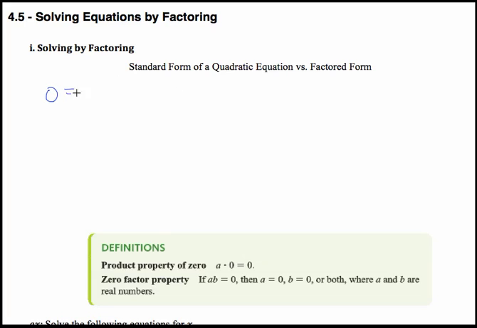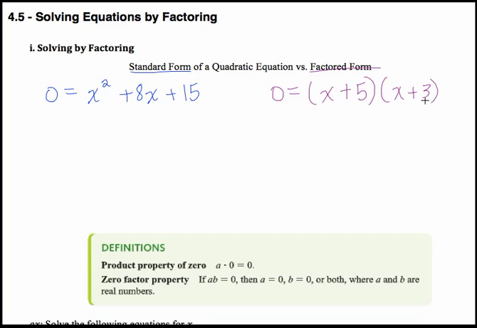A standard form might look like this, something like 0 equals x squared plus 8x plus 15. That's an example of a quadratic equation because the highest power is 2 on the x in standard form. A factored form of the same equation would look like this if it factors. In this case, x squared plus 8x plus 15 does factor into a product of two binomials. If we split the 15 into 5 and 3, then the outer and inner terms will add to 8x, so that works. So this is an example of factored form of an equation.